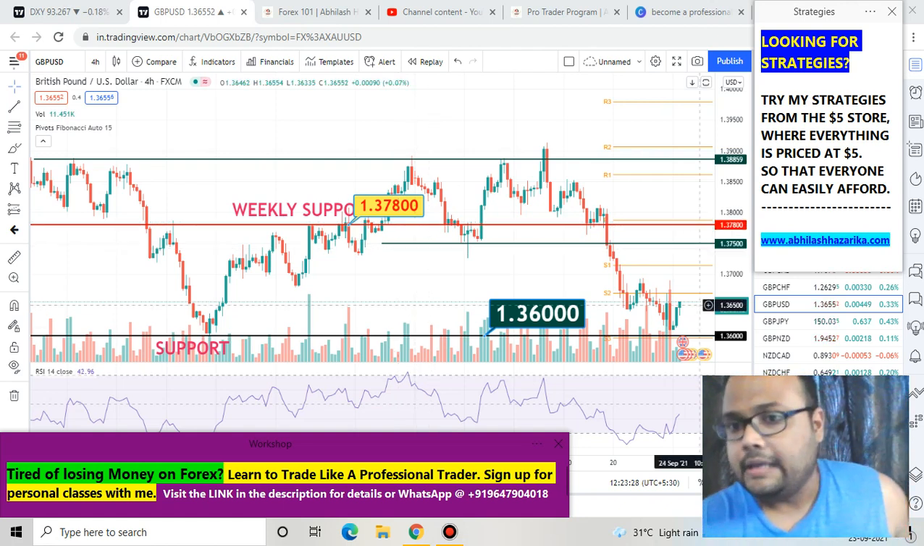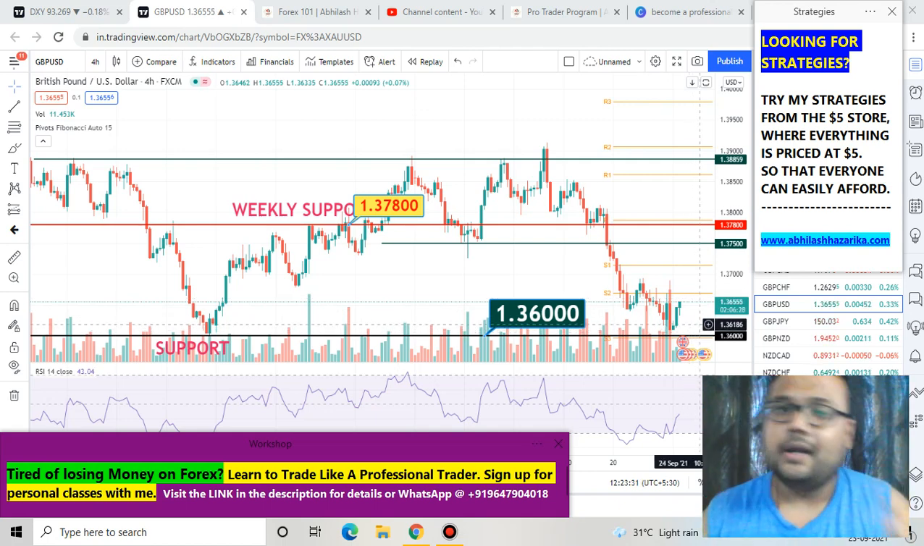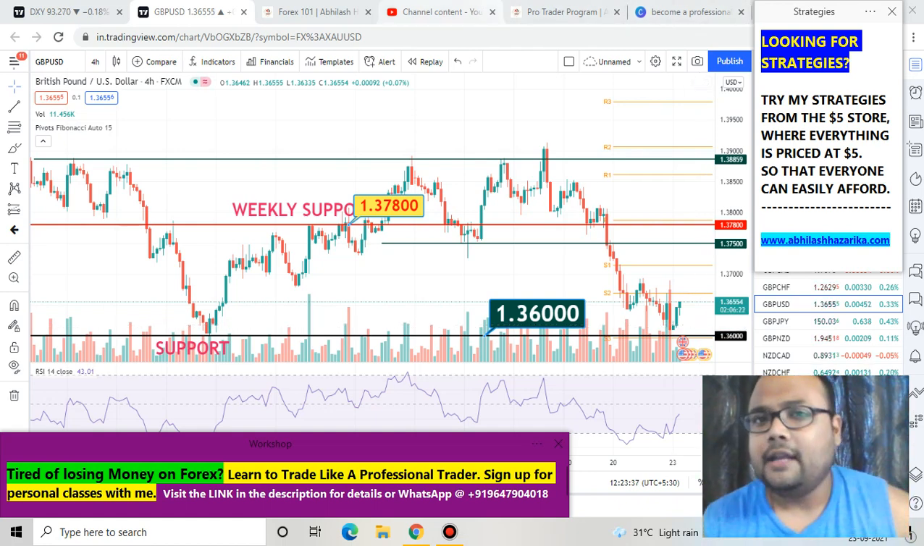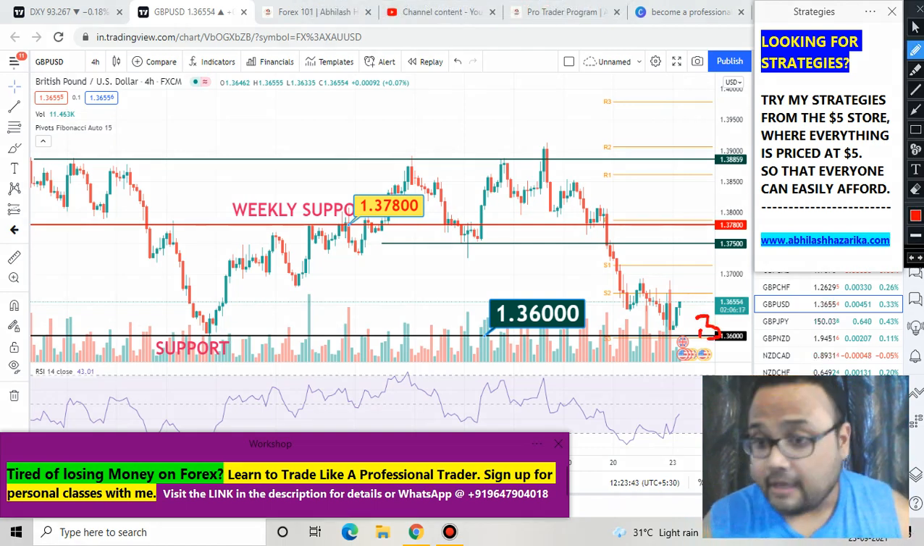So in case it comes down again to the level, just observe the price and see whether it provides support to the market. If it provides support like the previous times, then definitely you can take a buy position. You can take a buy position above this level if it takes support.